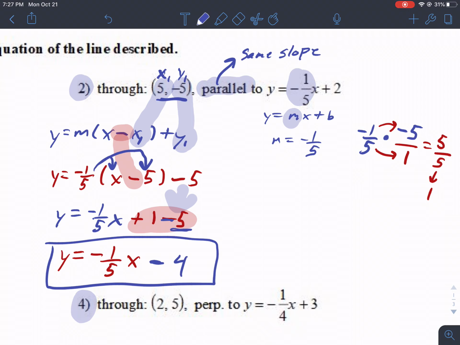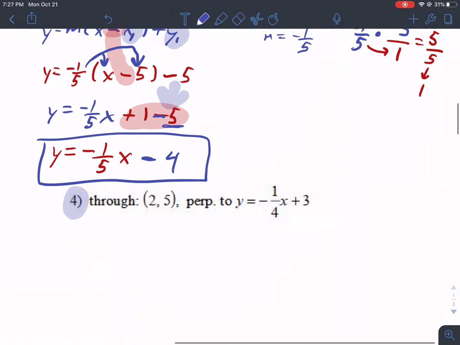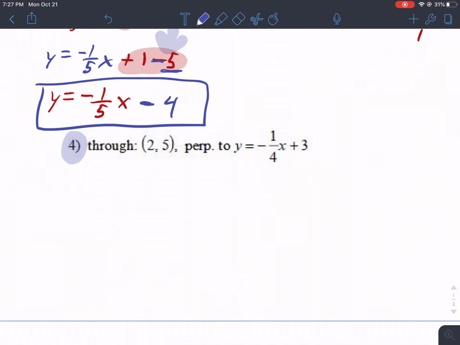Pause the video, rewatch it if you need to, so hopefully that can help you out. I'm going to do number 4 now. So number 4, again, if you forgot, perp stands for perpendicular. So this is perpendicular. And if we want perpendicular, that means we want opposite reciprocals.